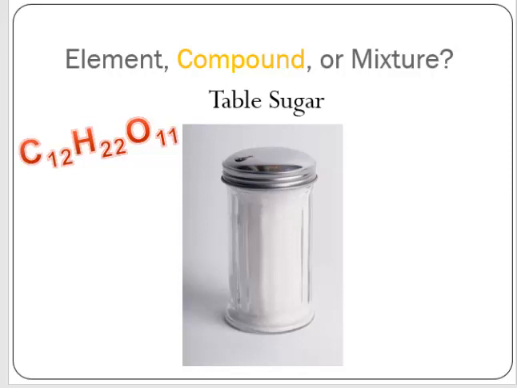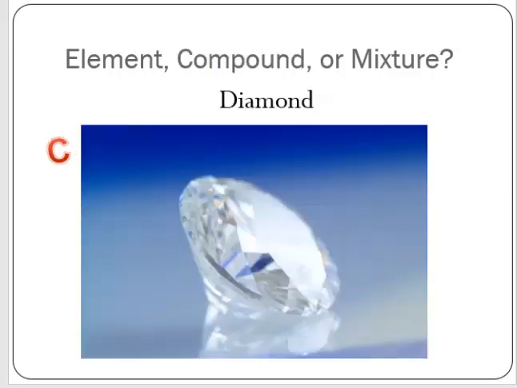All right. How about this? Diamond. Element, compound, or mixture? I'll give you a hint here. Diamonds are compressed carbon under a lot of intense heat and pressure. Did you say that it was an element? Yes, you did. I know you did. Yes, it is an element.